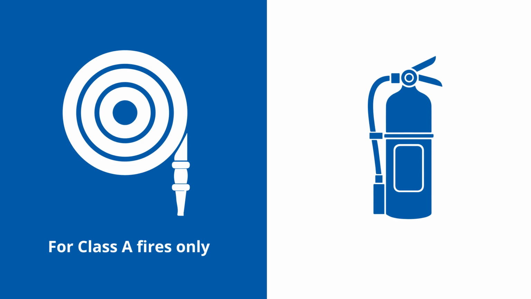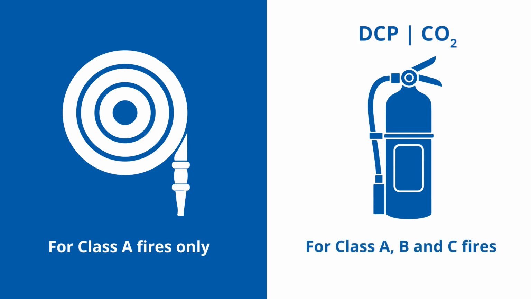A fire hose reel can only be used for Class A fires, and both DCP and CO2 fire extinguishers can extinguish Class A, B, and C fires. However, the CO2 extinguisher may present limitations when used in an open wind environment.